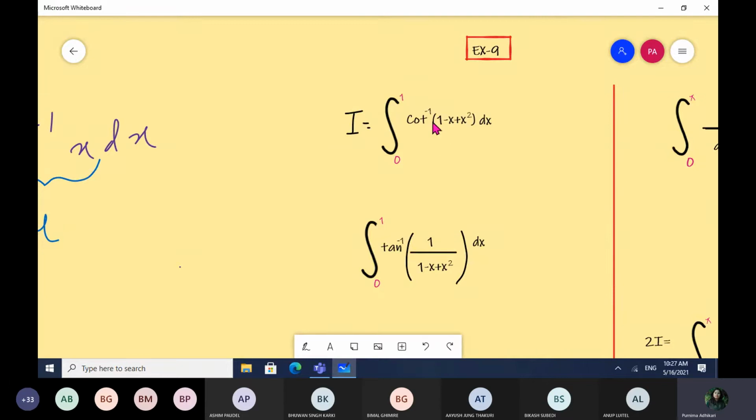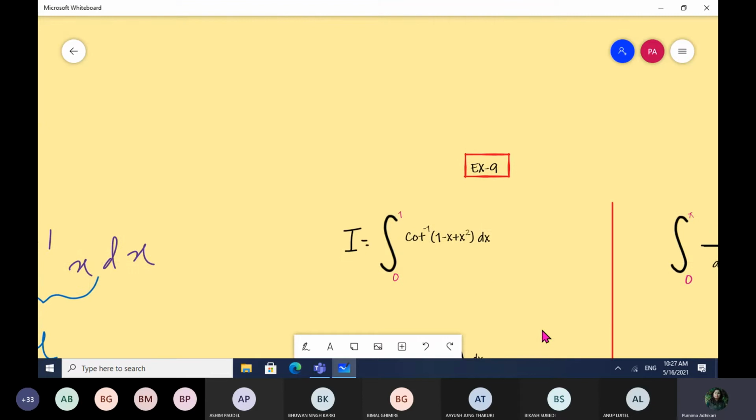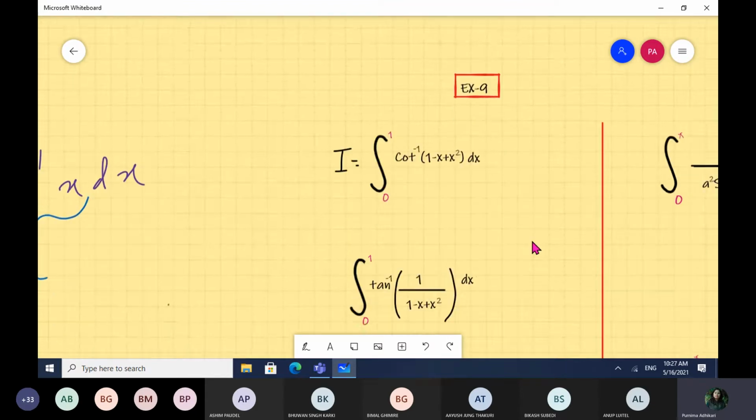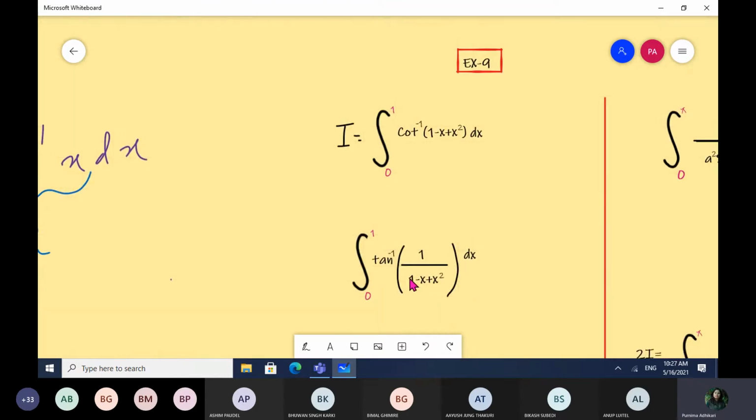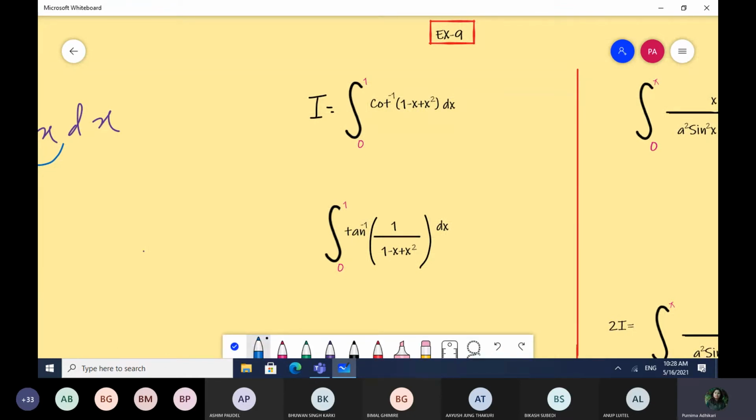So how can we write this cot inverse of 1 minus x plus x square? You all remember your properties. We can write it this way: tan inverse of 1 over 1 minus x plus x square. This comes in the denominator if we replace cot inverse by tan inverse. So this is it. Now what next? Can you tell me what changes we are going to make in this function now? Can anyone guide me?